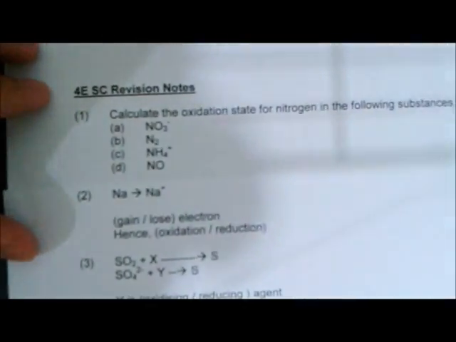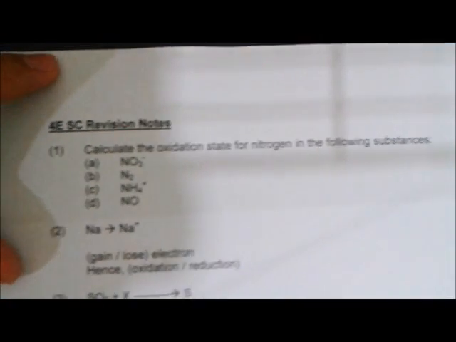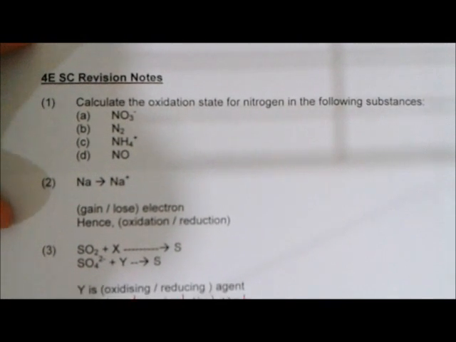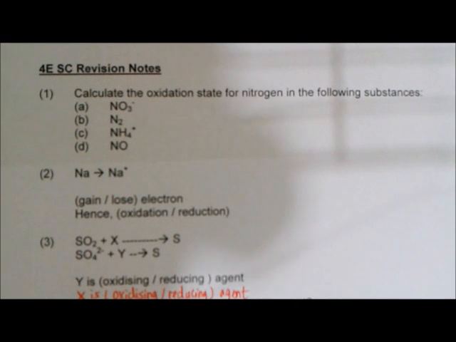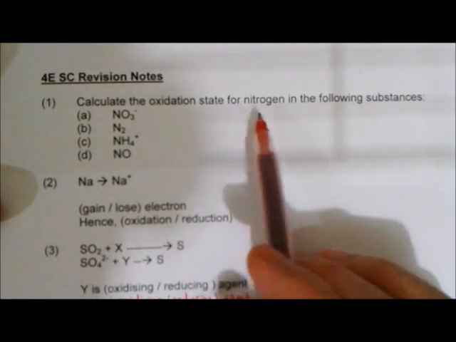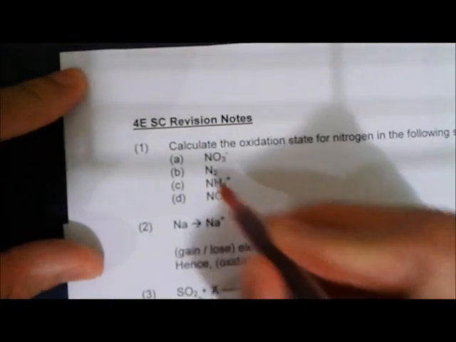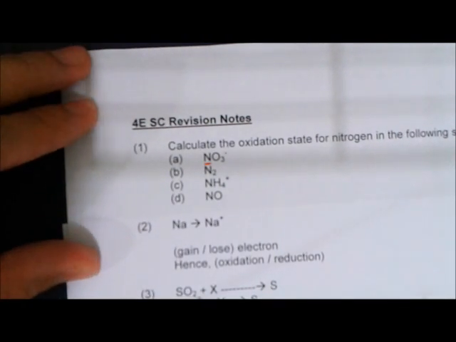Now let's look at some simple questions. Calculate the oxidation state for nitrogen in the following substances. My advice is for you to pause the video and copy down these questions, so that later, after watching the video, you can do it one more time. It's for you to test your understanding. So you are trying to find the oxidation state for this nitrogen. So how to do it?